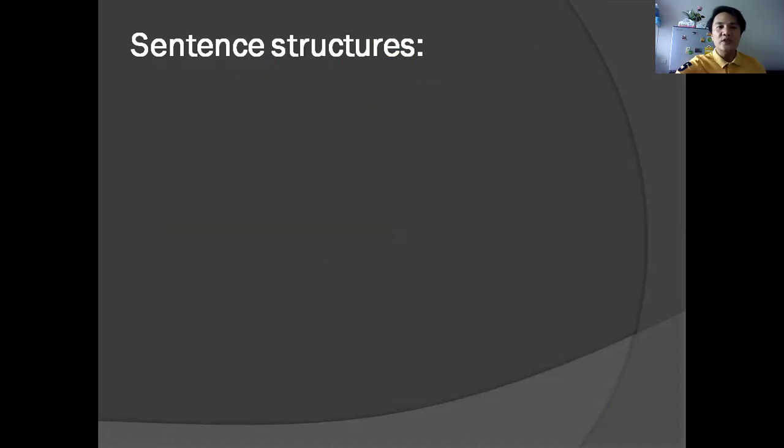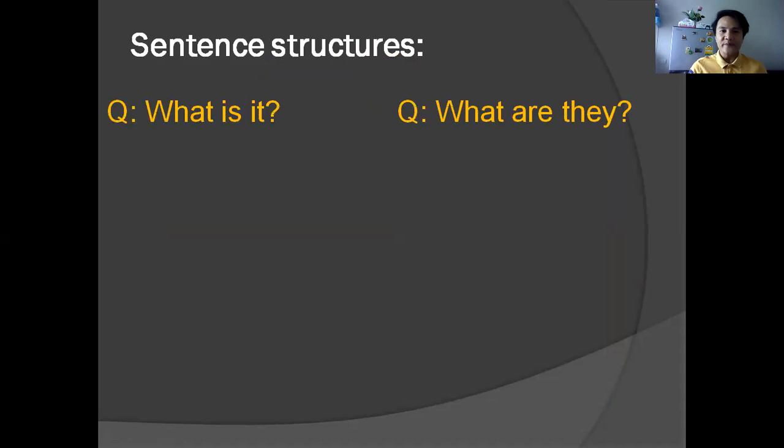Now let us move on to our sentence structures. I'm going to ask you questions and you answer. Give me the answers. Our first sentence structure is, what is it? We use it for one thing. And what are they for plural? Two or more things. We use are for two or more things.